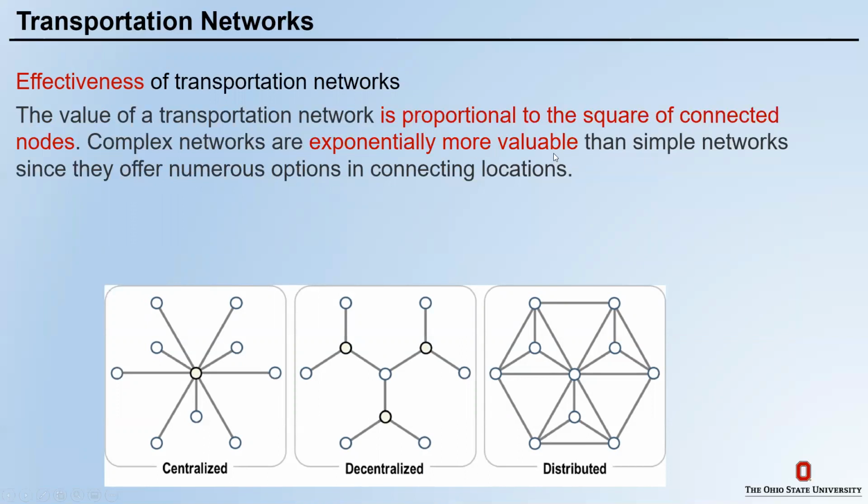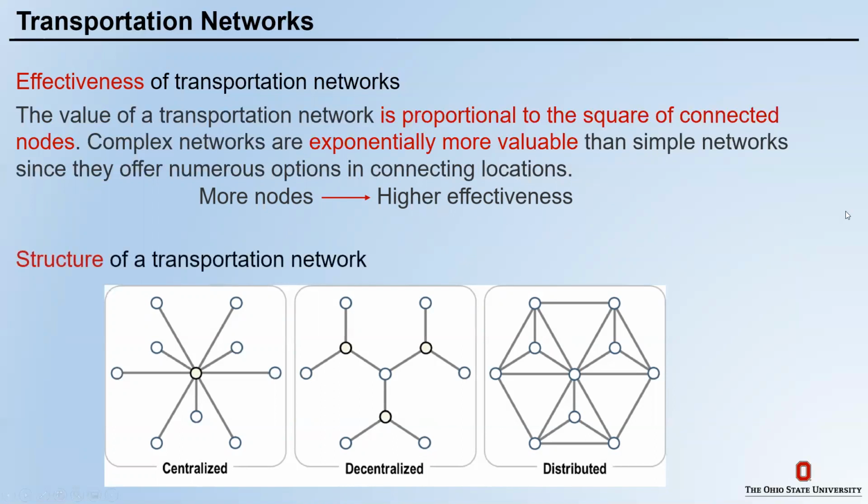So it's exponentially more valuable. So if you only have 2 users, the result is 4. If you have 3 users, the result is not 6, it's 9, right? So there is a power function here because it's n squared, right? So here, let's just finish this paragraph. Complex networks are exponentially more valuable than simple networks since they offer numerous options in connecting locations. And here, more options leads to what? Higher effectiveness.